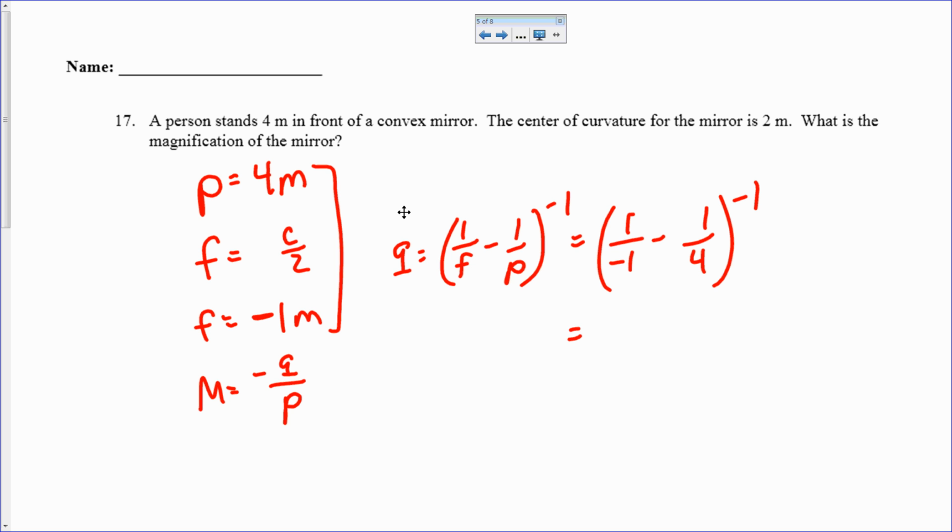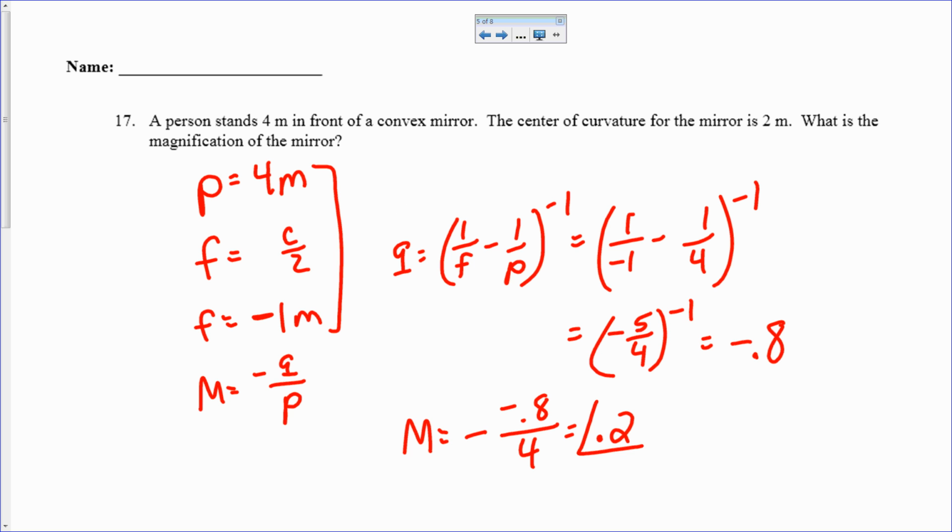What's that, -0.8, 4/4, -5/4. All right, so Q is -0.8, and then I can find my magnification, which is -Q over P, so -(-0.8) over P, which is 4. So that's equal to +0.2.